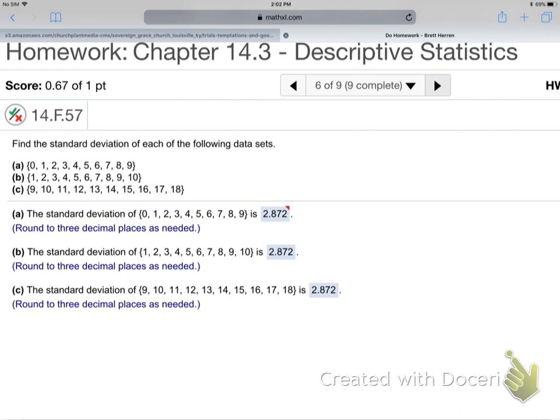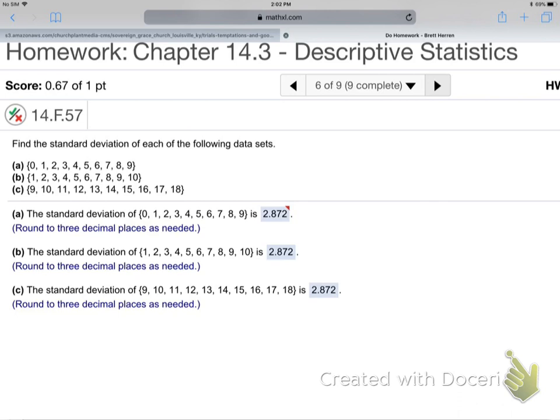What's much more important is knowing what it really means. If you know what it really means, you can answer. You'll know why B and C are the same. Think with me for a second. What's the difference between data set A and data set B? See how we've just added 1 every time? The only difference between A and B is that all the numbers have just had 1 added.